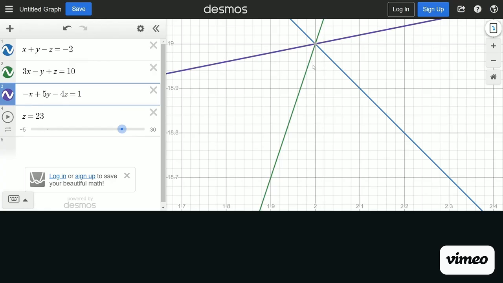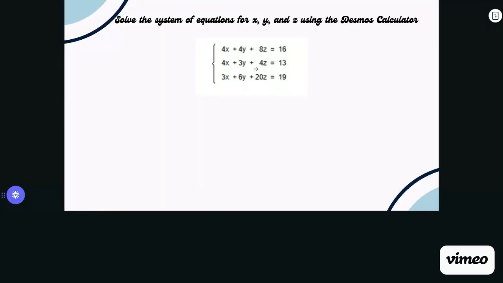So that's how you can do it by graphing, and we're okay with you doing it by graphing. But if you want to challenge yourself, you can also do it with the matrices. So this one I'm just going to do by graphing. Let me go ahead and type it into Desmos real quick, and then I'll share that with you.